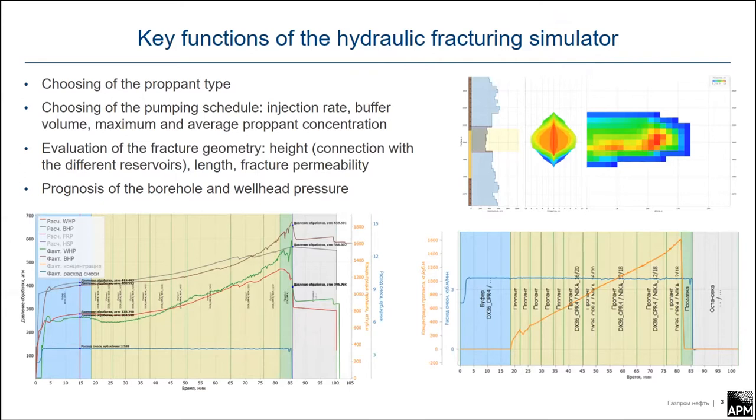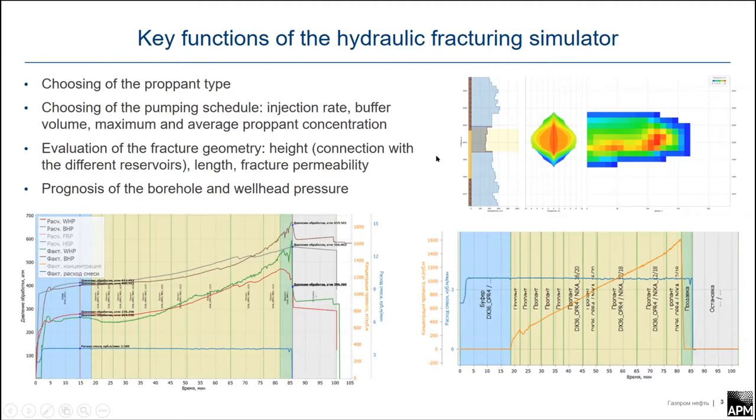First, it's choosing the proppant type and fluid type. You choose the materials you need to perform a good job. Second is choosing the pumping schedule, some specific features like injection rate, buffer volume, maximum and average proppant concentration, and the concentration growth in time, and so on. Third, it's evaluation of the fracture geometry, its height, its length, its connection to the other reservoirs, fracture permeability, and so on. So the parameters which affect the hydrodynamics of the fracture and the economy of the fracture.